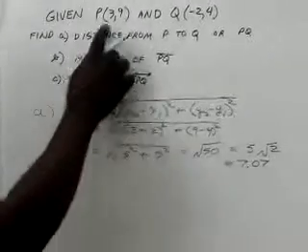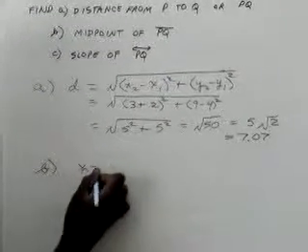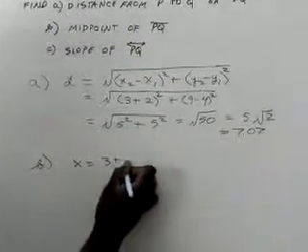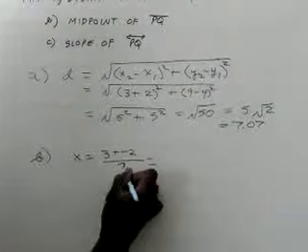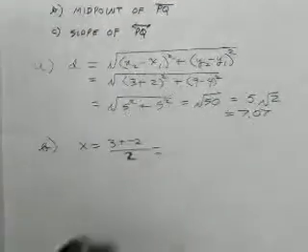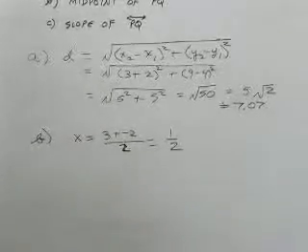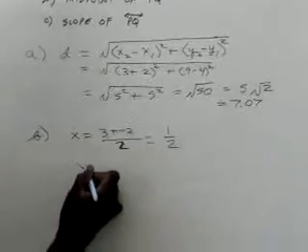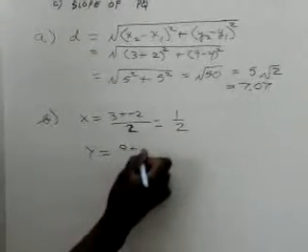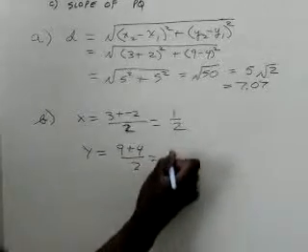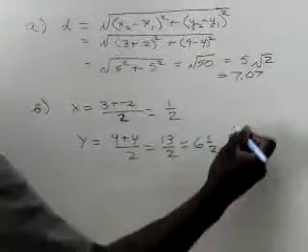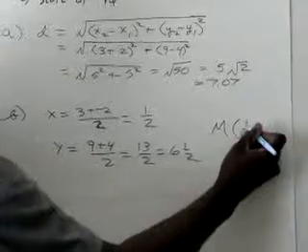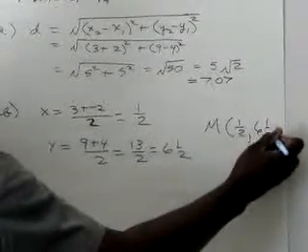Very simply, take the two x coordinates and average them. Add them together, 3 plus -2, over 2, the average of them, and that is 1/2. Take the two y coordinates and do the same thing. So the y coordinate for the midpoint, 9 plus 4 over 2, and that's 13 over 2, which is 6.5. So the midpoint coordinates are 1/2, 6 and 1/2.